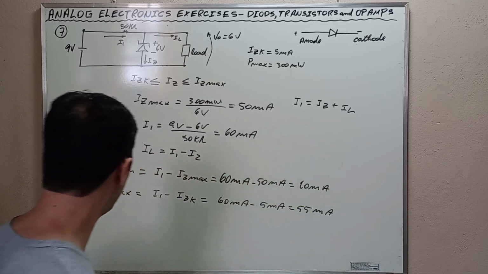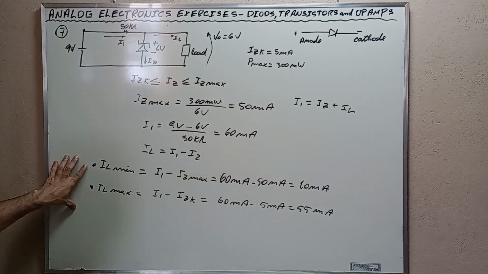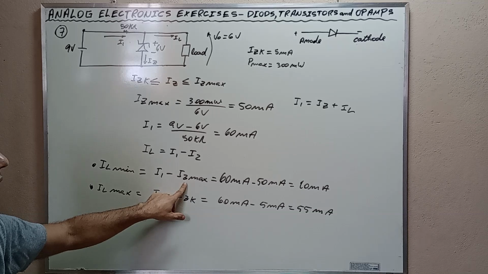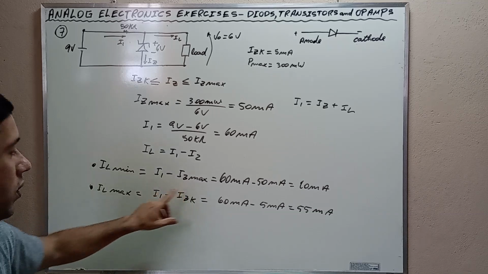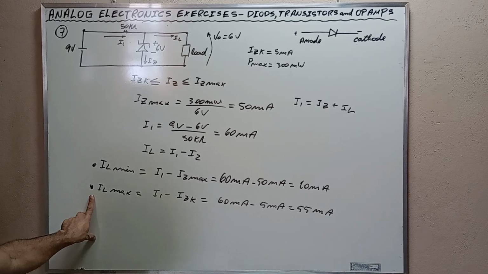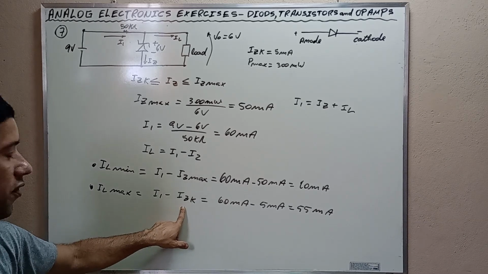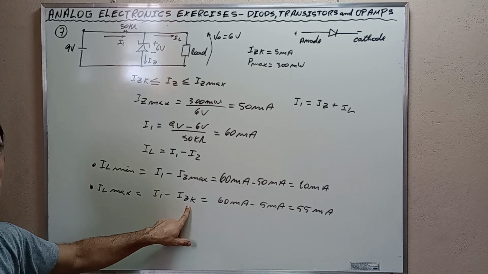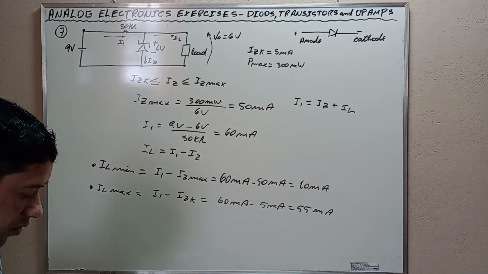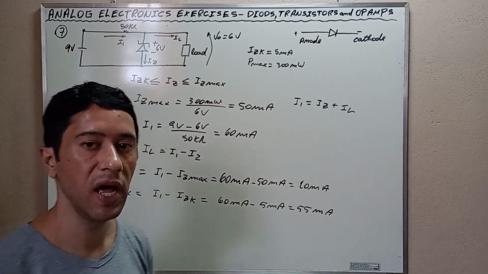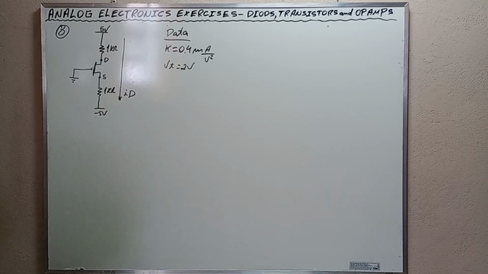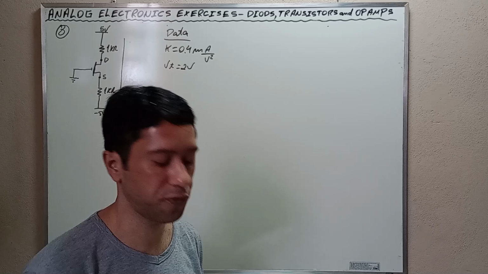milliamps. Okay, my friends, this is the minimum value of the load current, and it happens when the Zener current is maximum, and the maximum value of the load current occurs when the Zener current is minimum. It is equal to the breakdown current. And this is all for exercise number 7. Let's go to exercise number 8. Exercise number 8 now, my friends.